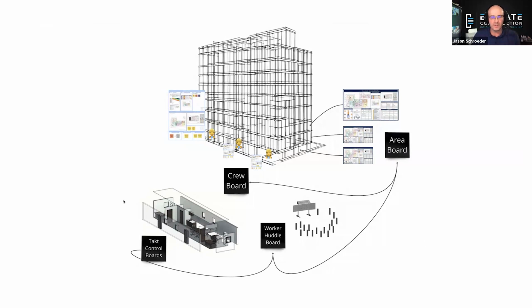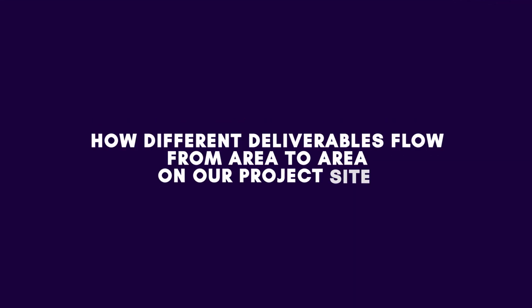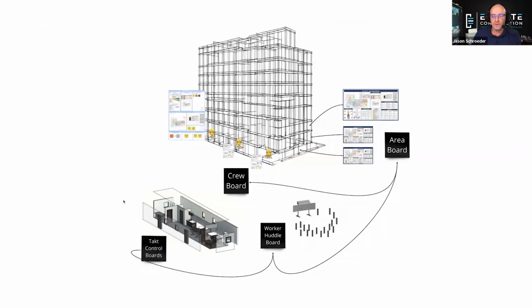In this quick video, I would like to explain how the different deliverables flow from area to area on our project site. This macro level view will help us quite a bit in understanding how the flow of information works from area to area.